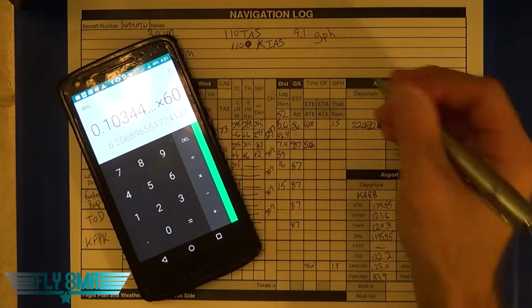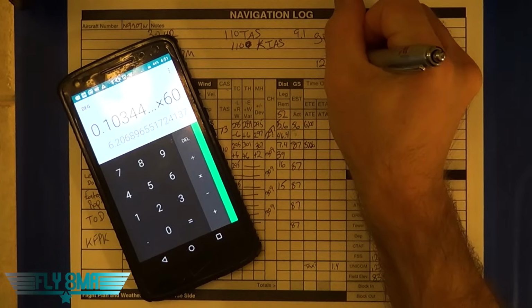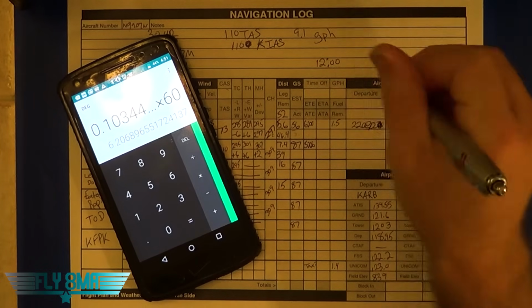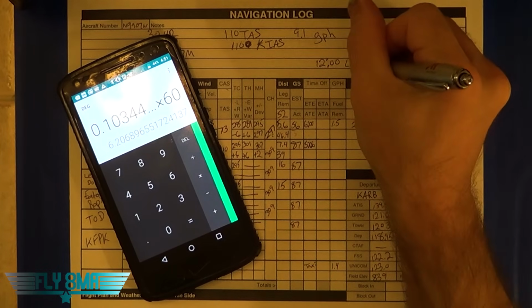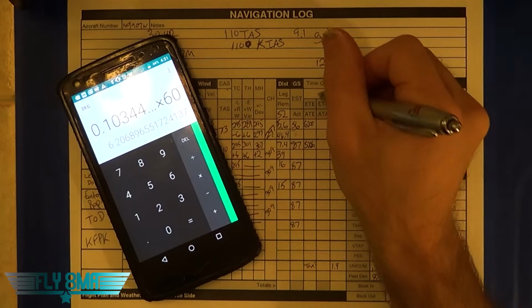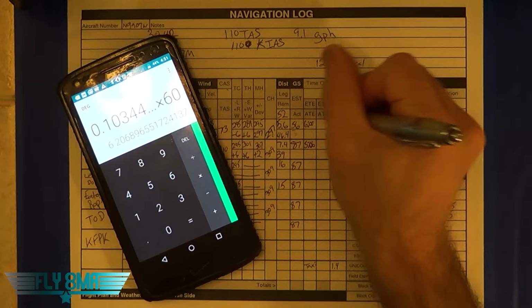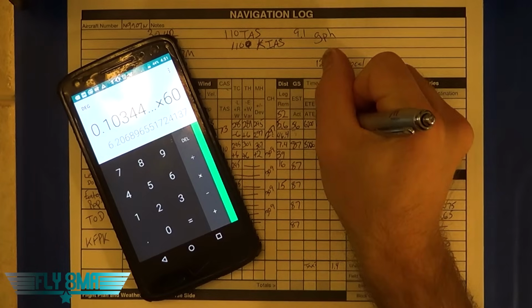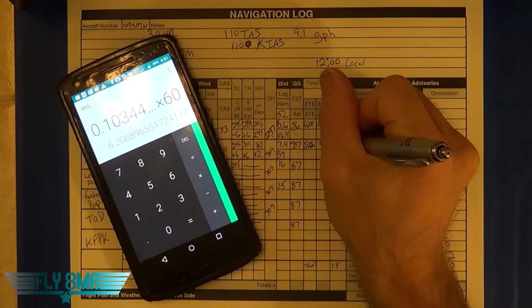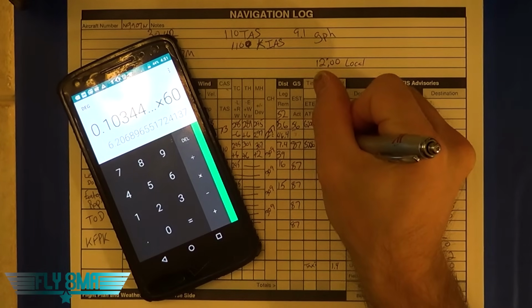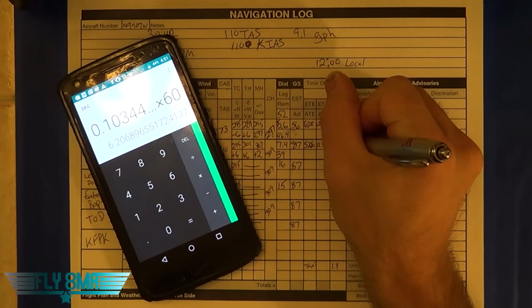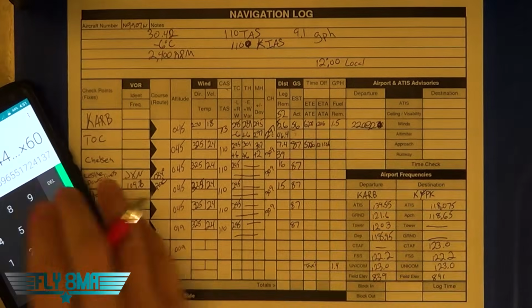Now, for simplicity's sake here, I'm going to say that we're planning to depart exactly at noon. We're going to do all these times in local. So noon, local, and that means our estimated time of arrival there would be 12:06. Our estimated time of arrival here would then be 12:11 and 6 seconds. And we'll go ahead and complete this on down.